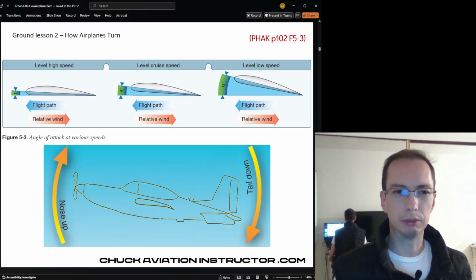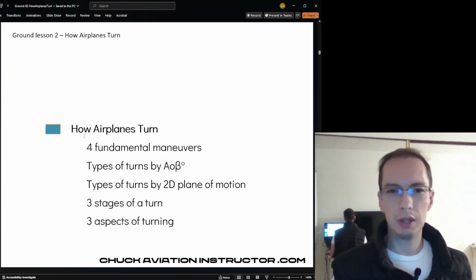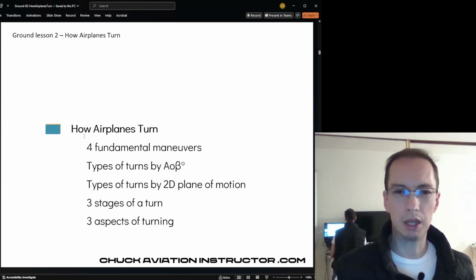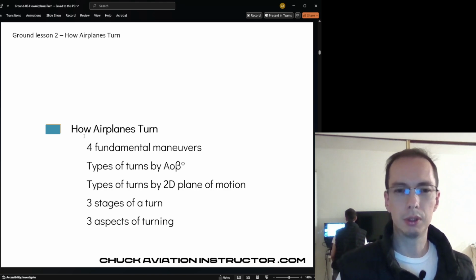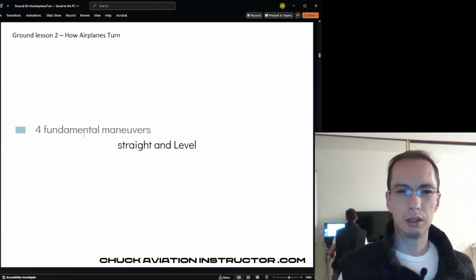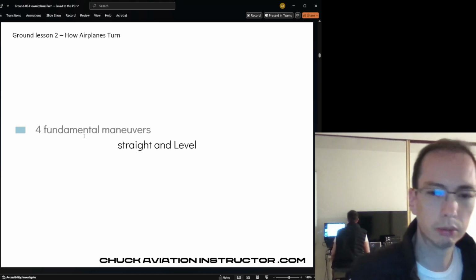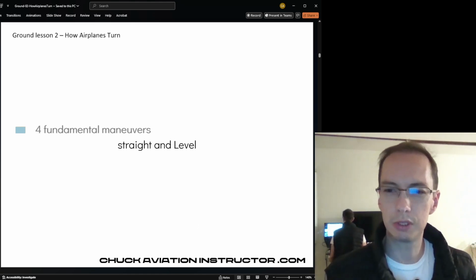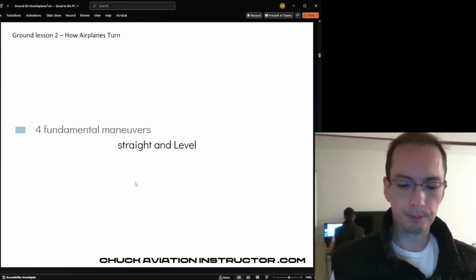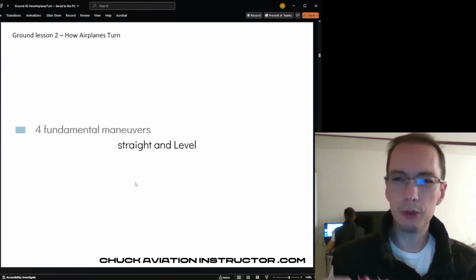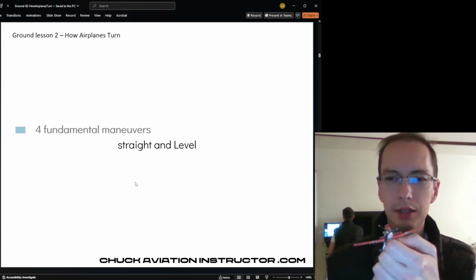So how do airplanes turn? In terms of how airplanes turn, we're going to cover the following 5 topics. First of all, turns are one of the 4 fundamental maneuvers, along with straight and level. The first of the 4 fundamental maneuvers is straight and level. Not climbing, not descending, and not changing heading.